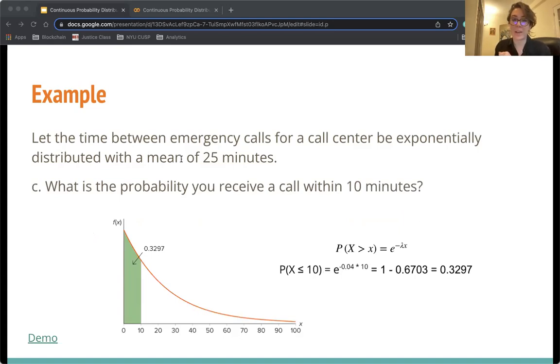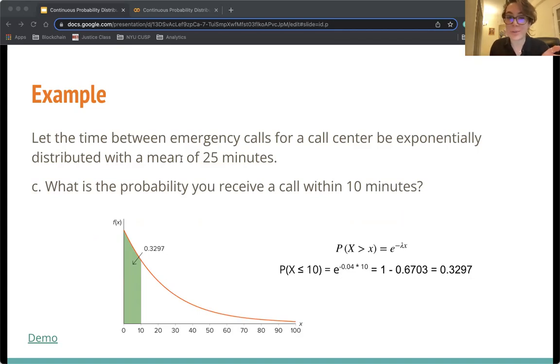Now we fill in the area to the left of the value that we're exploring and use that same lambda value to calculate the probability of receiving a call within 10 minutes. The only difference here is that we subtract the value from 1 so that we only have the remaining area to the left of the curve when we calculate the probability.